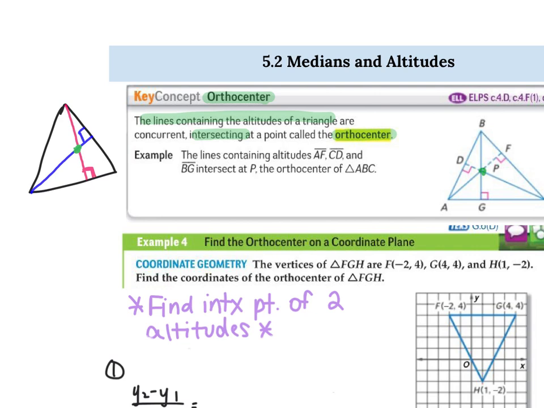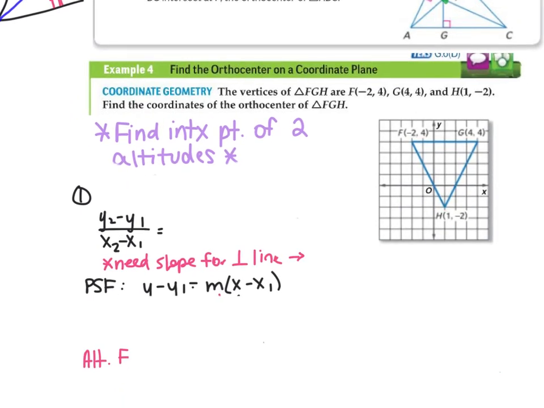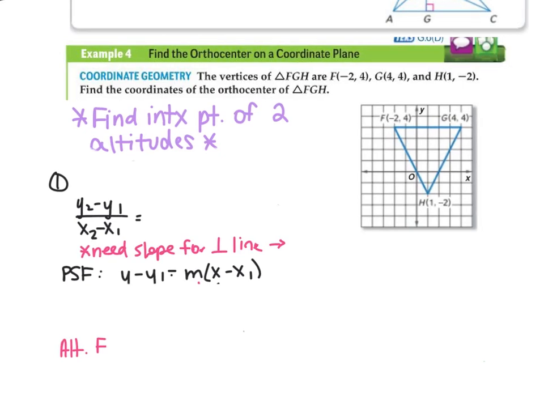Point P, all right? Remember, the difference between an altitude and the median is that your altitude is perpendicular. Your median cuts the side in half. So in order to find the altitude intersection point, or your orthocenter, here's an example of a coordinate plane.